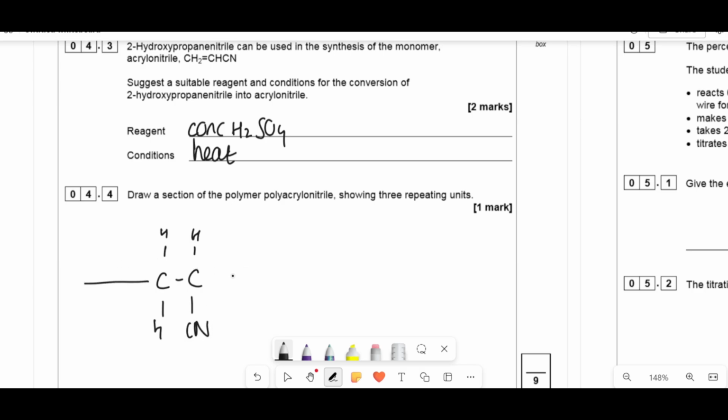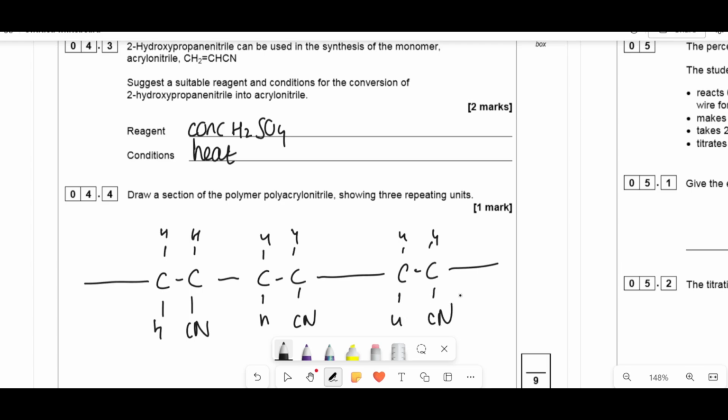So there's the empty bit there. We want another, so 1, 2, same thing, H, H, H, CN, and they want another because they want 3. So C, C, open that up, H, H, H, CN. And that's it. There's your addition polymers, 3 of them.